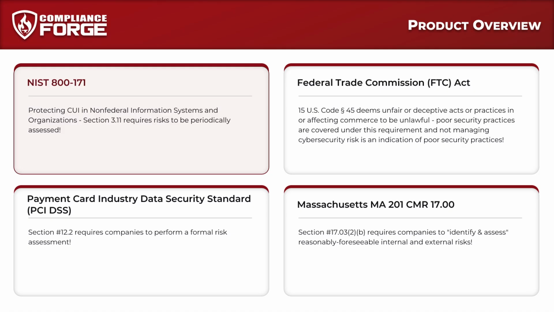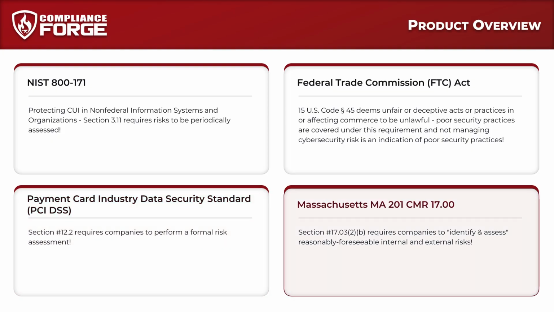NIST 800-171, which covers protecting controlled unclassified information in non-federal systems, requires risks to be periodically assessed in Section 3.11. The Federal Trade Commission Act deems unfair or deceptive acts or practices in commerce to be unlawful. Poor security practices are covered under this requirement, and not managing cybersecurity risk is an indication of poor security practices. The Payment Card Industry Data Security Standard requires companies to perform a formal risk assessment in Section 12.2.